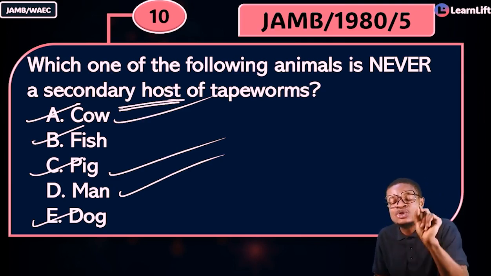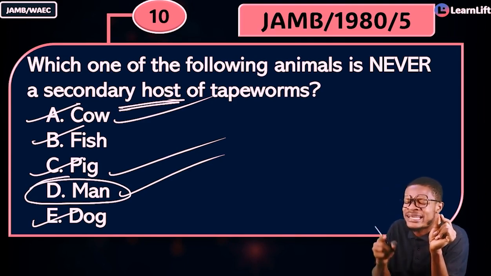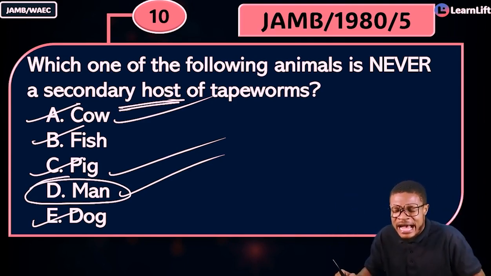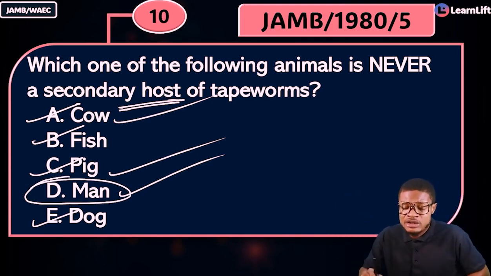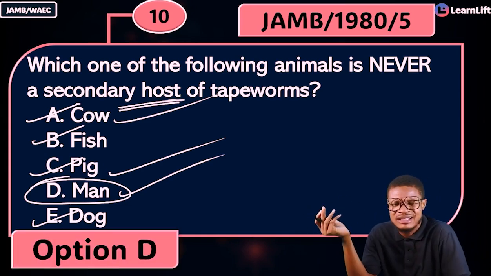Which one is not a secondary host? Man is always a primary host. Man can never be a secondary host. And that makes option D the correct answer. Simple thing.